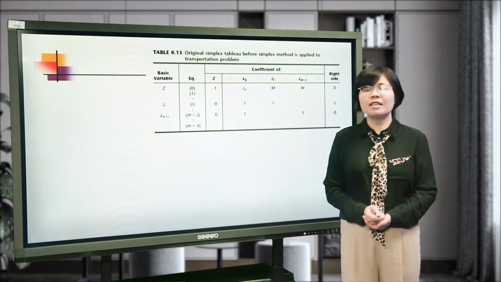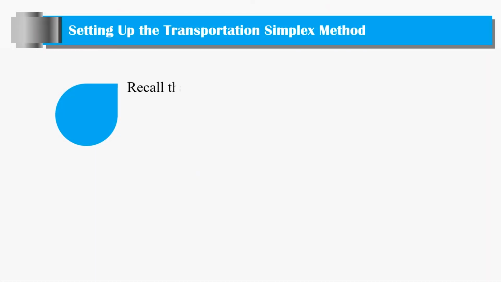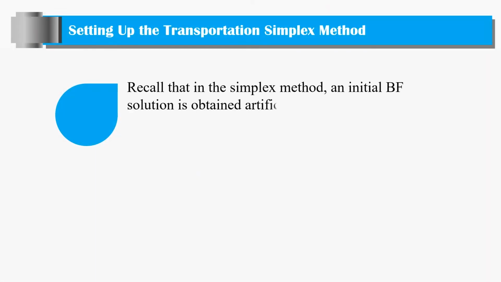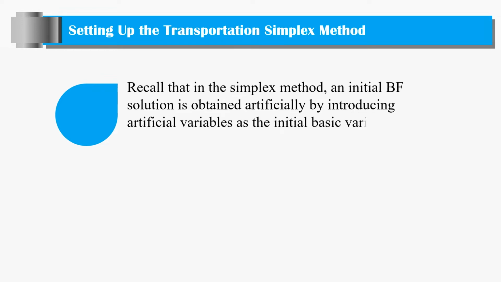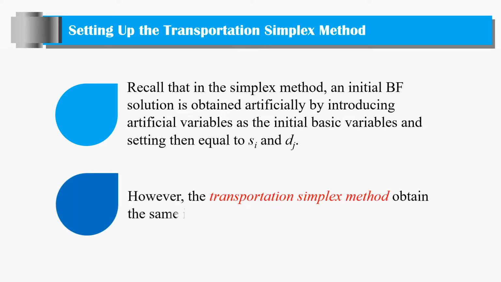Recall that in the simplex method of a linear programming problem, we need an initial basic feasible solution, which we call the BF solution. An initial BF solution is obtained artificially by introducing artificial variables as the initial basic variables and setting them equal to Si and Dj. However, the transportation simplex method obtains the same information in much simpler ways.